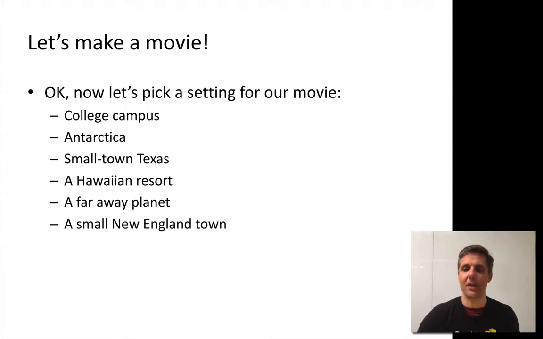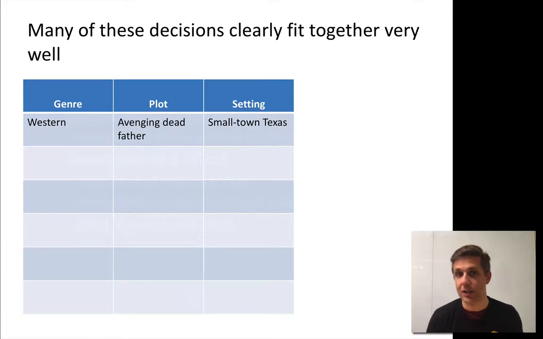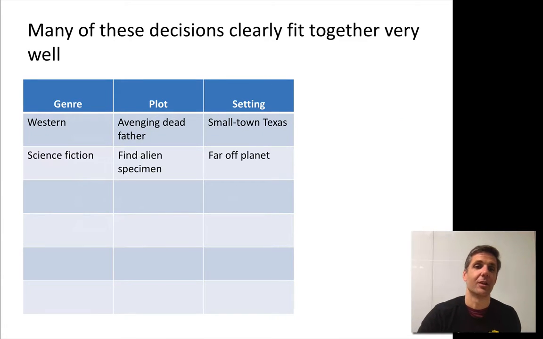So let's then try and think about these choices that I've asked you to make, to think about the movie that you've come up with. Now, it's pretty clear that many of these decisions that I asked you to make fit very well together. There are certain pieces that just intuitively seem to be very complementary to one another. So there's the idea of a Western, where there's a girl trying to avenge her dead father, set in small town Texas. This is True Grit. We've got a science fiction movie about finding an alien specimen on a faraway planet.